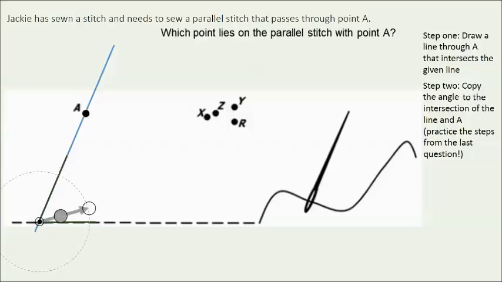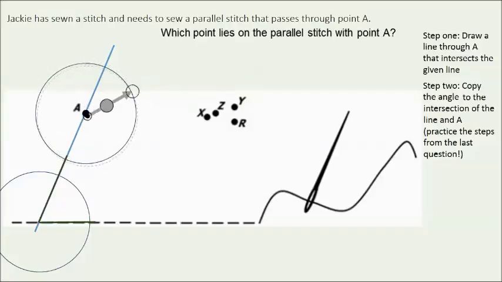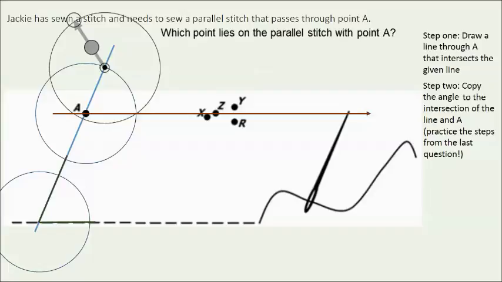So I'll start by drawing my circle. Then I'm going to move my compass so that the center of the circle is on point A and draw another circle. For the next step, I'm going to take my compass and measure the distance between the two intersections, and I'm going to copy that distance onto my second circle. Now, if I draw a line between A and the intersection of the two circles, I have my parallel line.